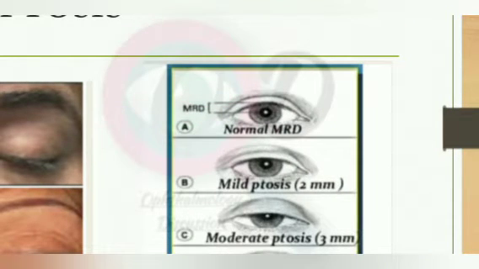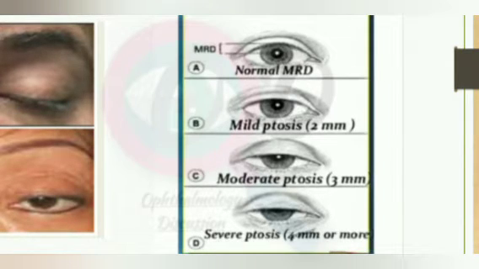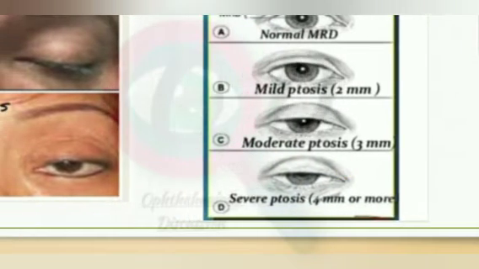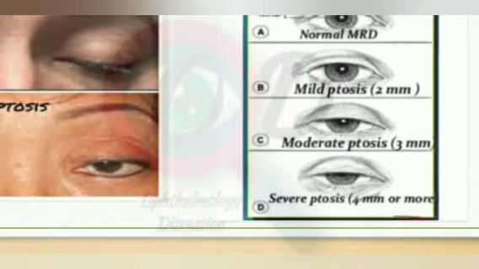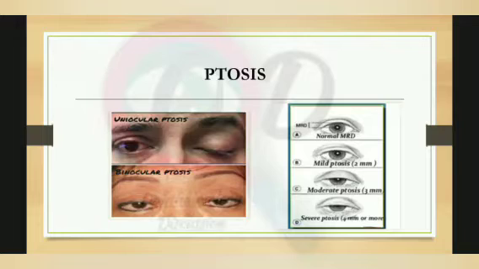This is the normal one, A, and B is mild ptosis with 2 mm covering. This means the cornea is covered by 2 mm by the upper eyelid. Moderate ptosis is 3 mm, that is, the cornea is covered by 3 mm by the upper eyelid. Severe ptosis is when the cornea is covered by 4 mm or more. So this is the marginal reflex distance.